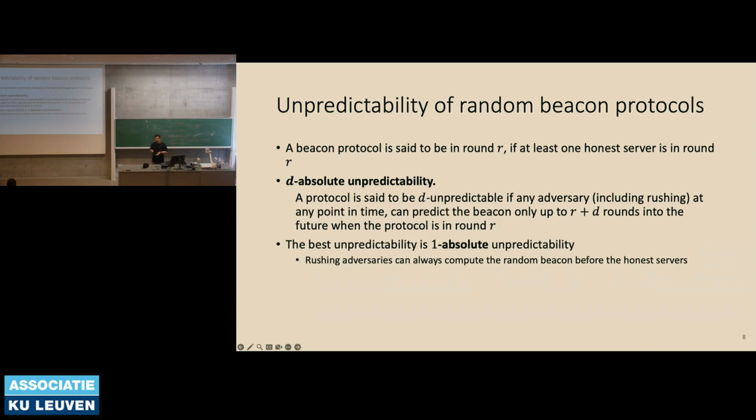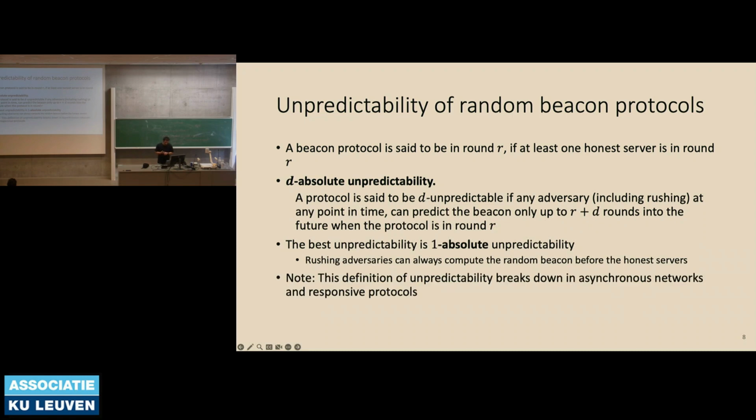And of course, the best unpredictability is always 1, because if the system is in round R, a rushing adversary will always see whatever you use to compute the R plus 1 beacon first, right? So if the system is in round R, it's always possible to see 1 round into the future. So 1 is like a lower bound. You can't go below 1, according to this definition. Also, this definition only holds in synchronous systems. In asynchronous systems, it is always possible that some slow honest servers are in lower rounds. So this definition kind of becomes infinity in that case. So we'll have to patch the definition. But note that this is only for synchronous systems.